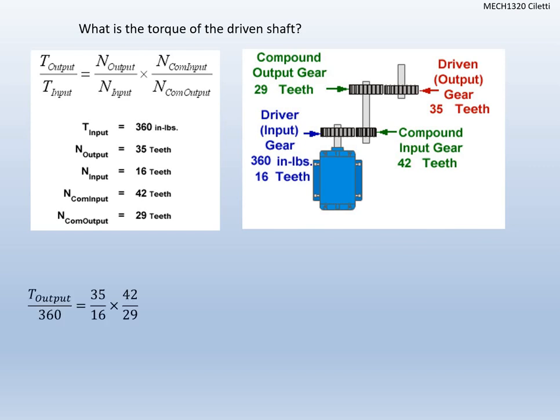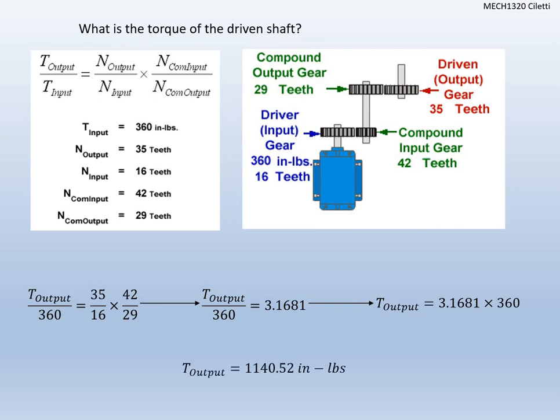All right, but we want to find the output torque. The driven shaft is the output torque. So we're going to substitute everything that we have that's given. Same ratio as the last example, so we don't have to really do any new calculations there. And in this case, to get the output torque, we're going to take our ratio, which is 3.1681, and multiply it by 360. So our output torque is going to be 1140.52 inch-pounds. Remember, torque is a force, so our units are going to be inch-pounds when we do that.